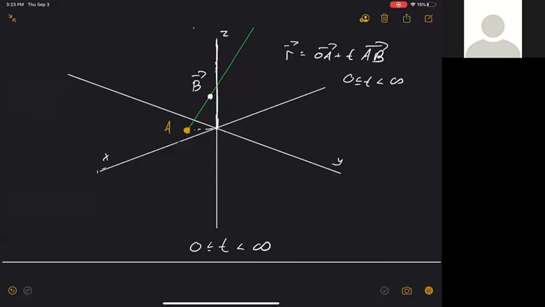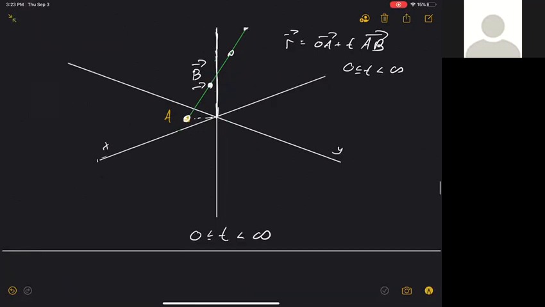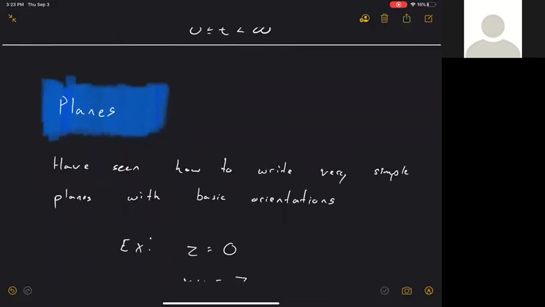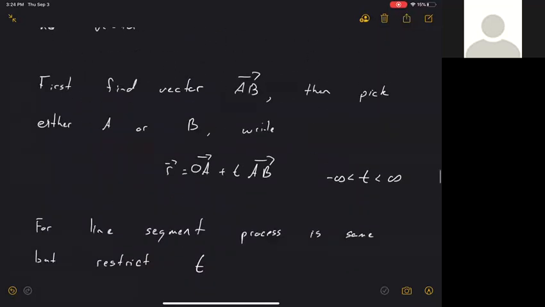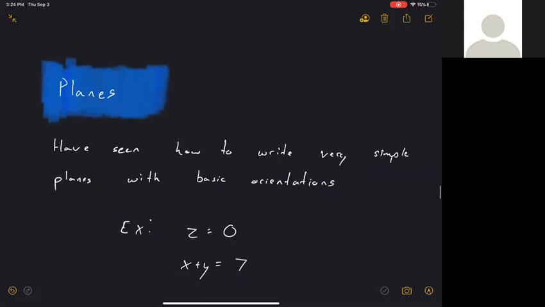So at t equals 0, we'd be there. At t equals 1, we'd be there. And as t increases, we're moving farther and farther down the line. But if t can't be negative, we're never going to be down there. I think we're good without an example for those.